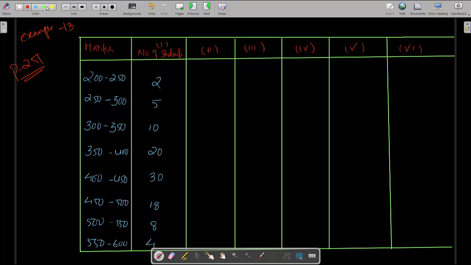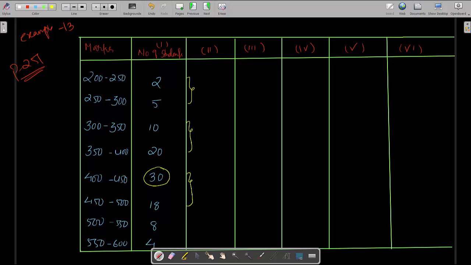So I can just circle this 30. Let me use a different color. So 30 is the highest. Just keep it like this. In column 2, the frequencies are grouped into twos beginning with the first item. So this is the first item, and you have to group into 2. That is, you group this one.